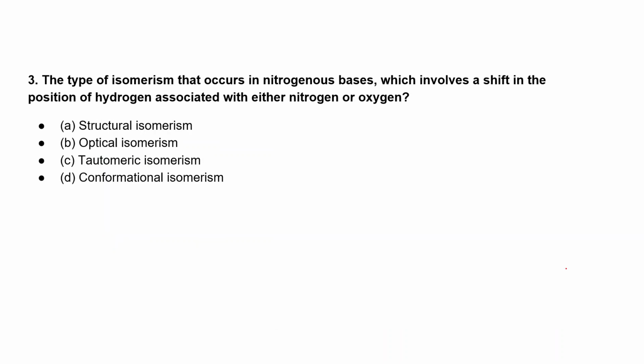So the next question is: the type of isomerism that occurs in the nitrogen bases which involves a shift in the position of hydrogen associated with either nitrogen or oxygen. Option A is structural isomerism. Option B is optical isomerism. Option C is tautomeric. Option D is conformational isomerism. You have 2 minutes time.